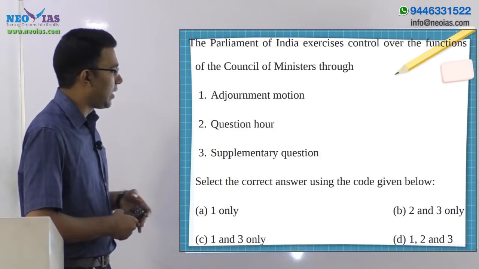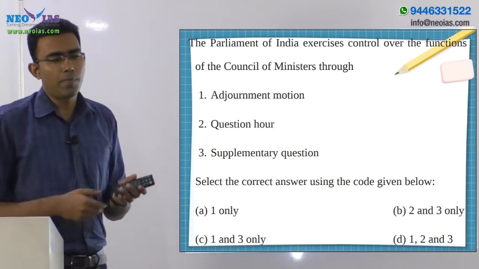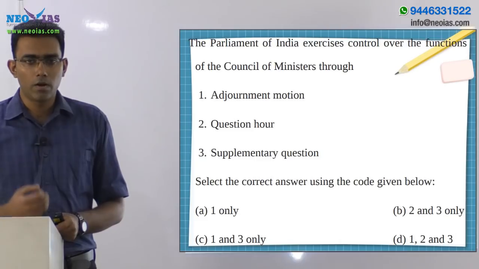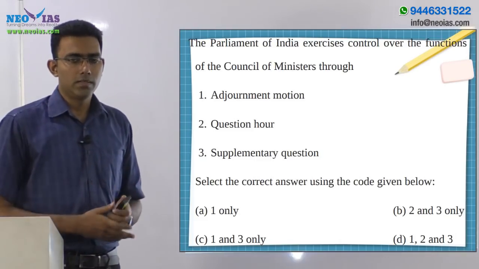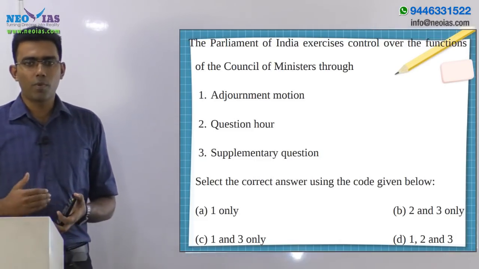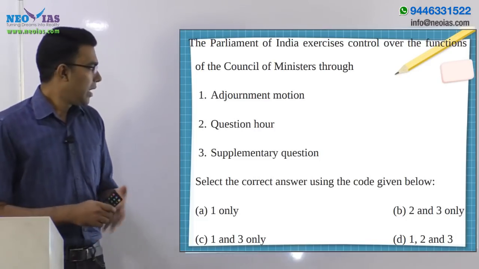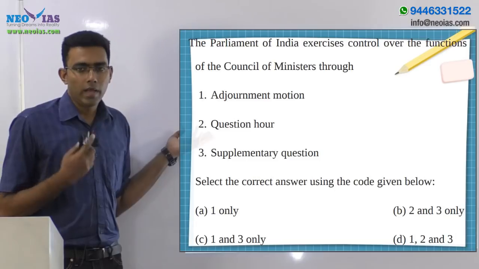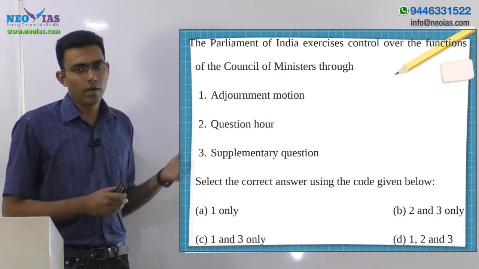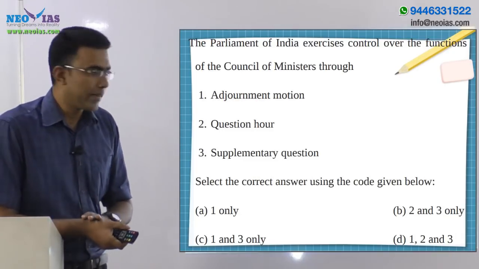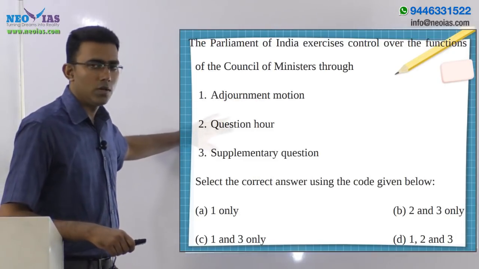B, question hour. Of course, in question hour the parliamentarians question the government relating to various details, and the government has to provide the right details. If they are not providing the right details, then a breach of privilege motion can also be introduced. Along with that, this particular question hour may also pave the way towards the no confidence motion, and that's the reason why we can say question hour is also correct.